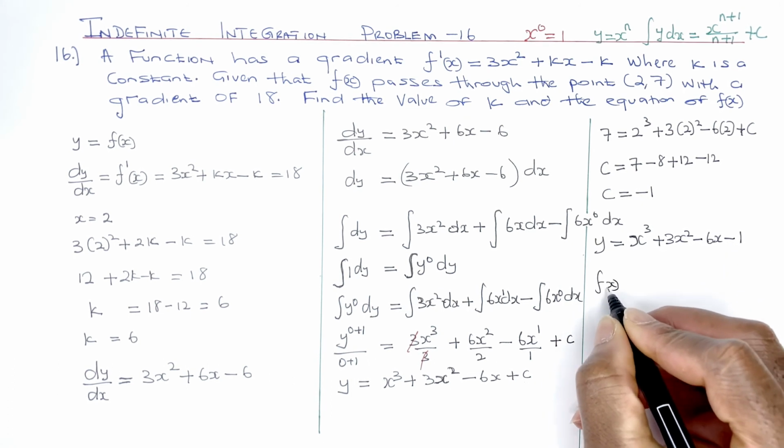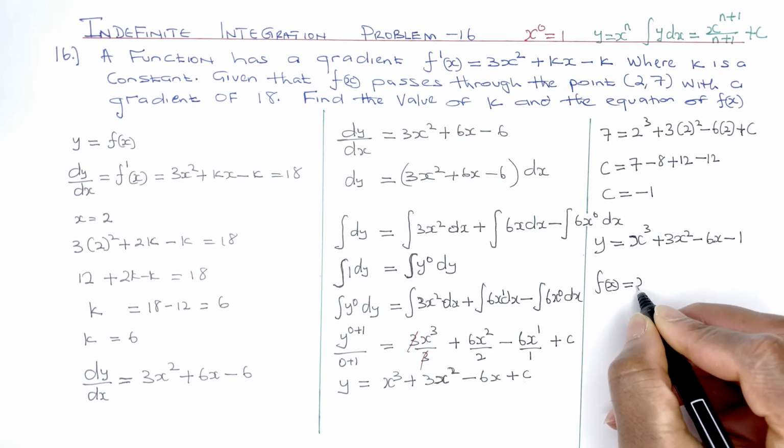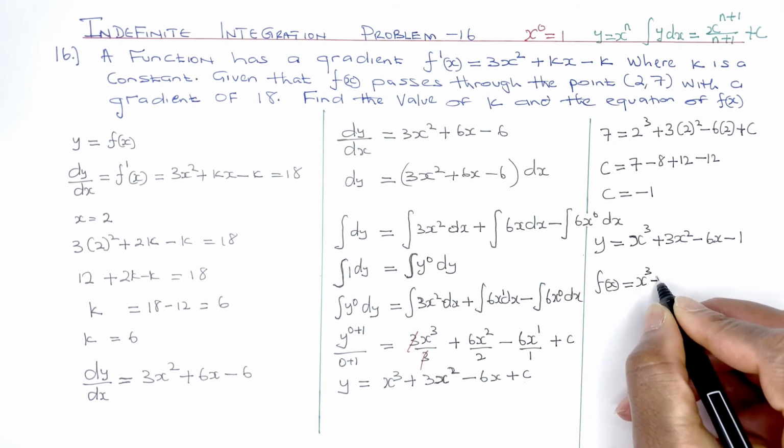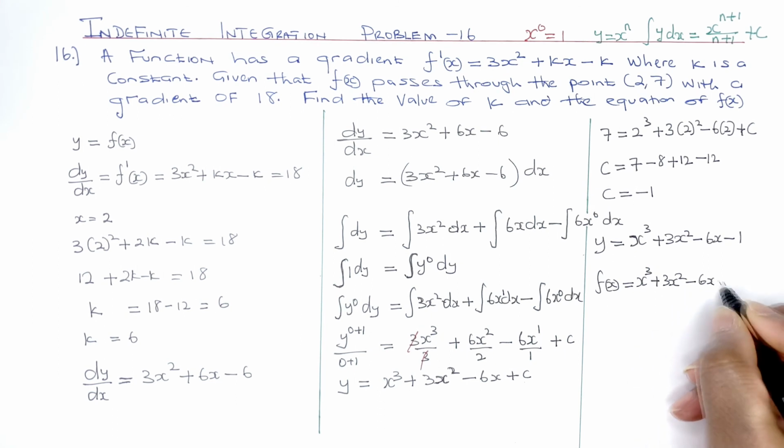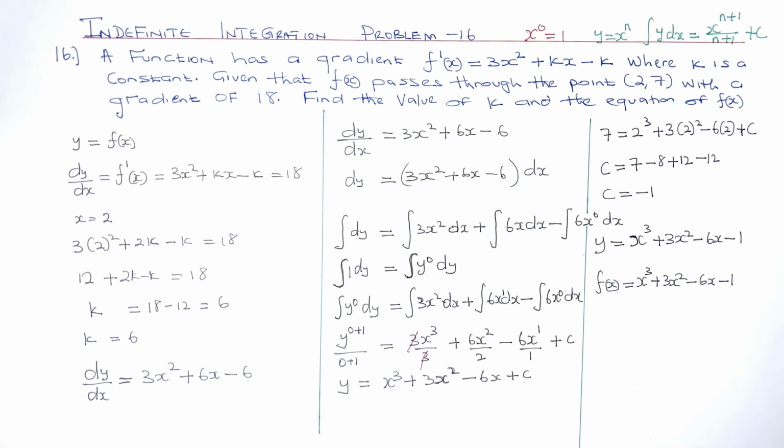Therefore, f of x equals x cubed plus 3x squared minus 6x minus 1. And that is the solution.